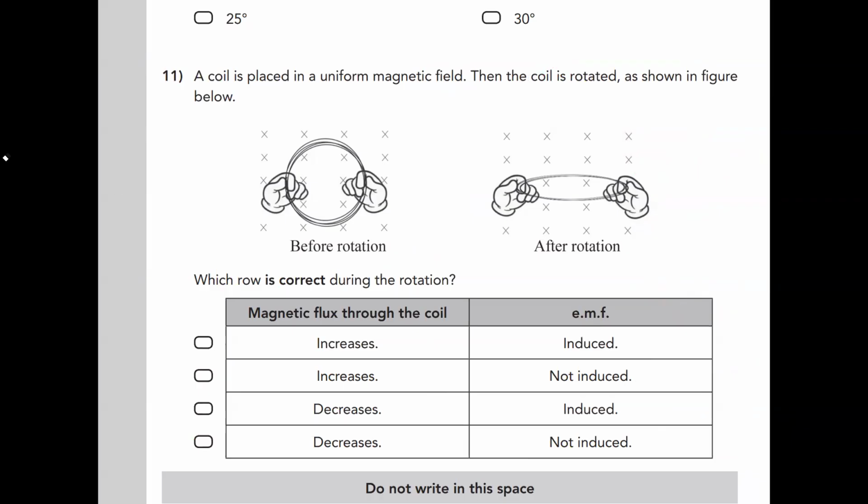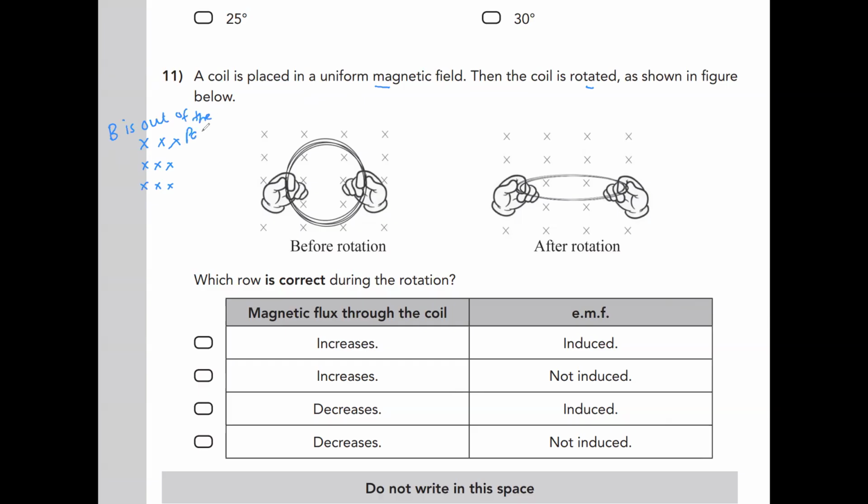Question number 11 here: a coil is placed in a uniform magnetic field, then the coil is rotated and the figure shows it. Which is correct during this rotation? First, you see that here we have the cross. Remember one thing, when we have a cross like this, it means that the magnetic field B is out of the page.